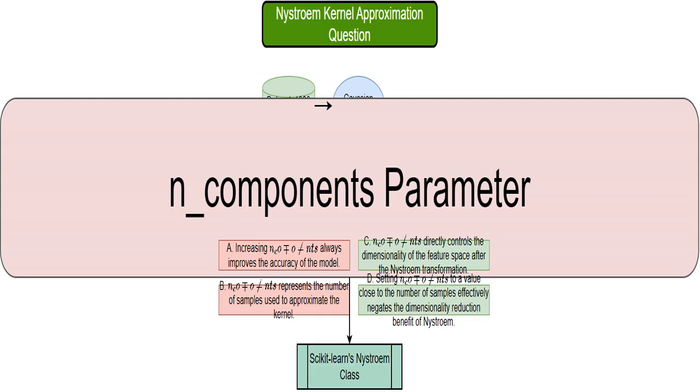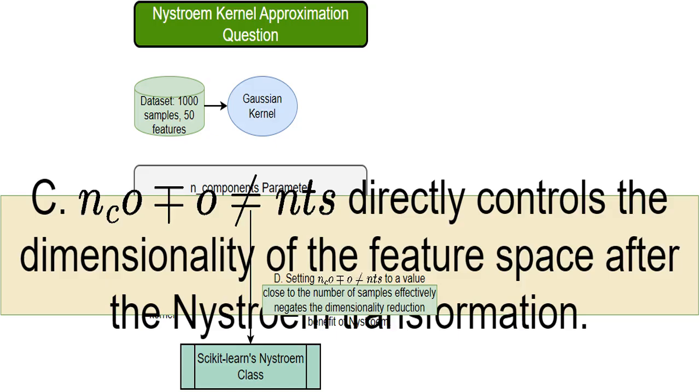The n_components parameter is the central part of this problem. It controls the dimensionality reduction in the Nystroem method. I want to understand how it affects the model. I'm using the Nystroem class from the Sklearn library in Python. Sklearn is a popular machine learning library. This class implements the Nystroem method, which I'll be using for kernel approximation.